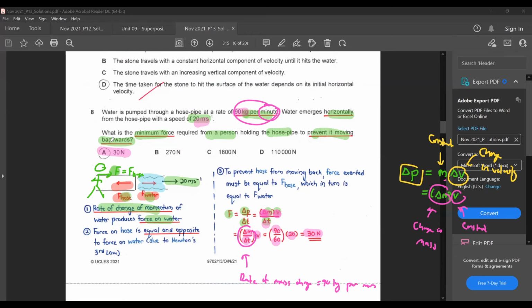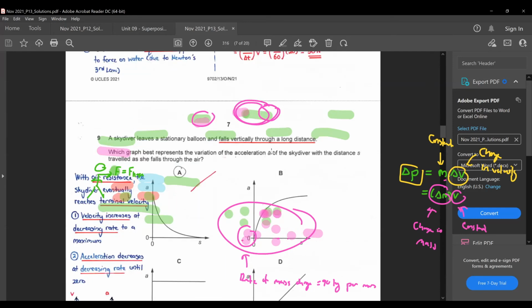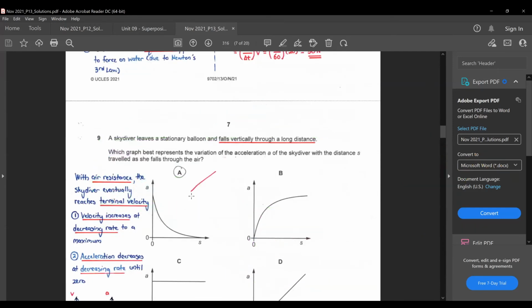Yeah, there's a lot of things that you can probably try to think of from the question, but I think the most straightforward answer most of you will just do is straight away do this. So 90 divided by 60 times 20 gives you 30 Newton. The rate of mass change is 90 kg per minute, the velocity with which your water is moving is 20. Just use these two values. So the answer is 8. Okay, so that one is all right. Then I clear this one.